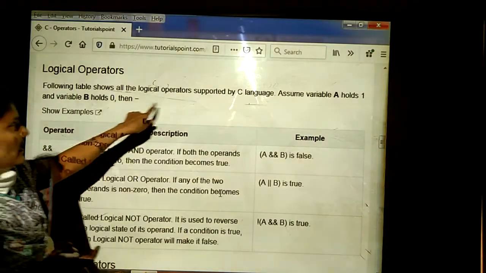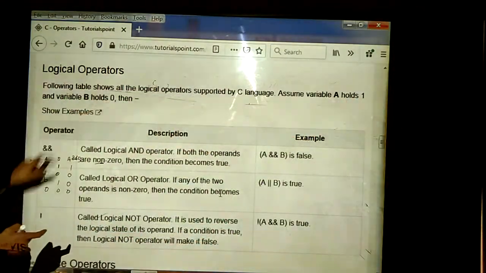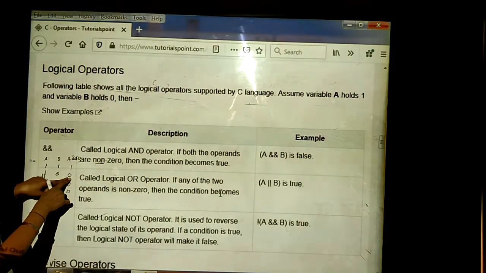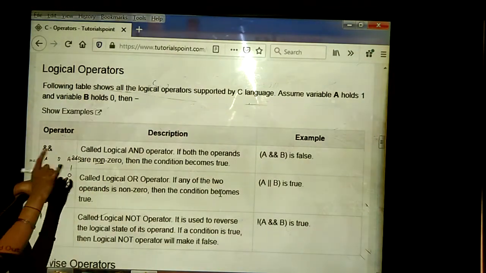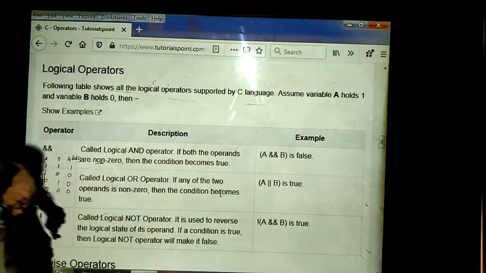See, in this example, A will be holding 1 and B will be holding 0. Both operands are not non-zero, which means here the condition is false. Here we are going to get the condition false.